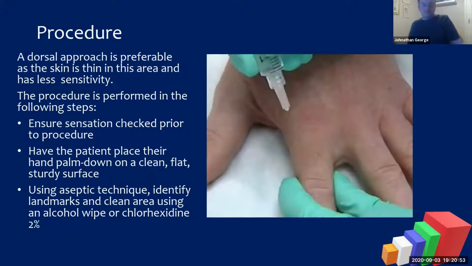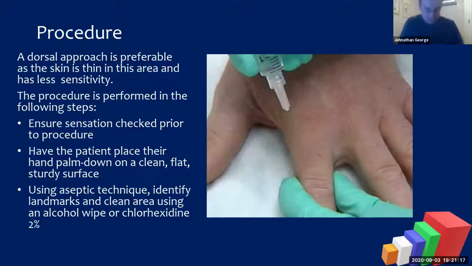So, procedure. Get the patient's hand or foot down on the surface. You should ideally be going into the dorsum. Skin is a little bit thinner and a bit less sensitive. Before you do anything, make sure you're checking the sensation so that you've documented if they've got any reduced sensation from the normal sensation or if they can feel everything as normal.